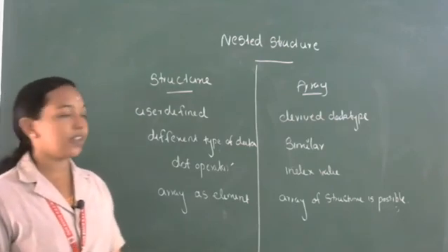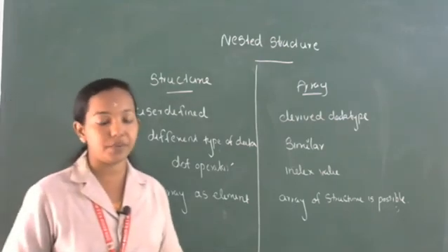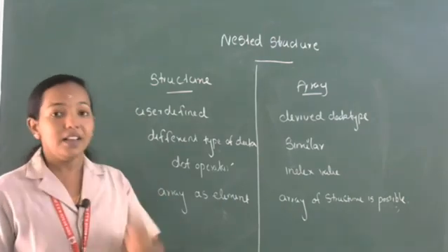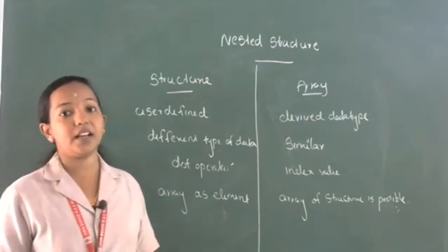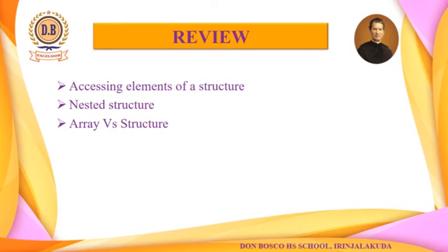So again we will discuss what topics we learned from this video. Review section. The first one is how we are accessing elements from a structure. For accessing elements from a structure, we are using a special operator called the dot operator along with the structure variable name. Then after that, nested structure. What is meant by a nested structure? What are the two different definitions of nested structure?